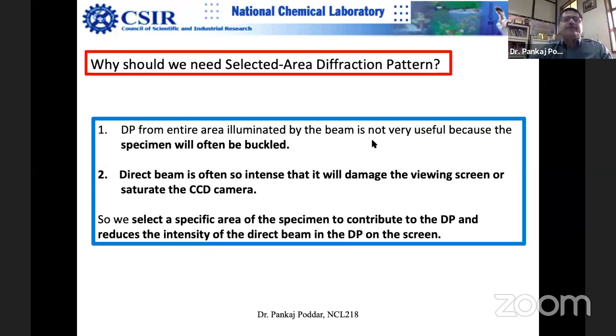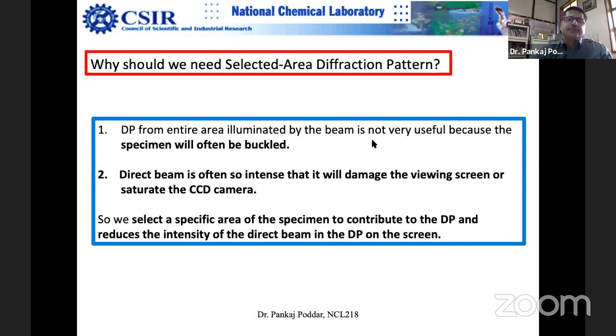So why do we need to select the area? That question is there in this slide. We always call it selected area electron diffraction pattern. One answer is very obvious: a diffraction pattern from a larger area is not a good idea because real life samples are quite thin films and they will have this problem.